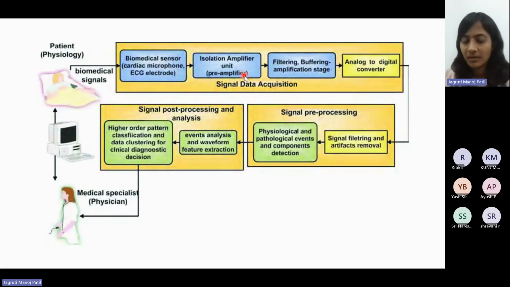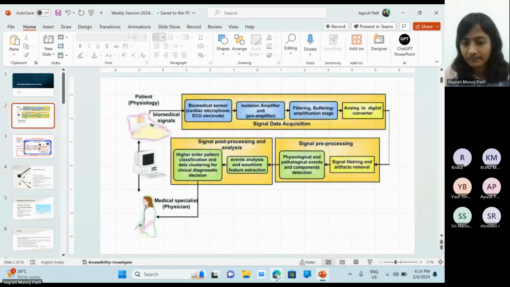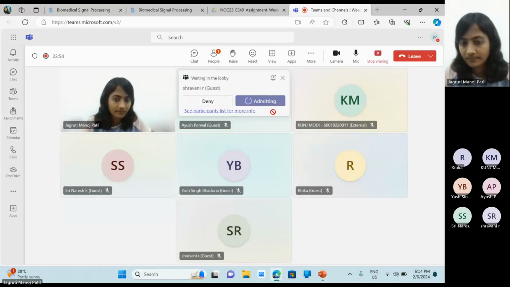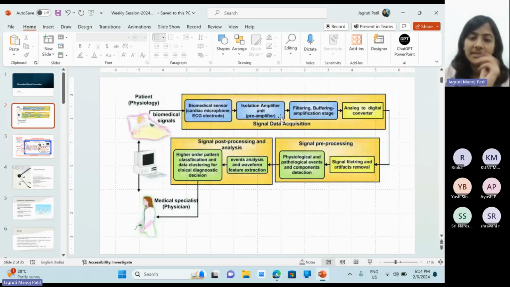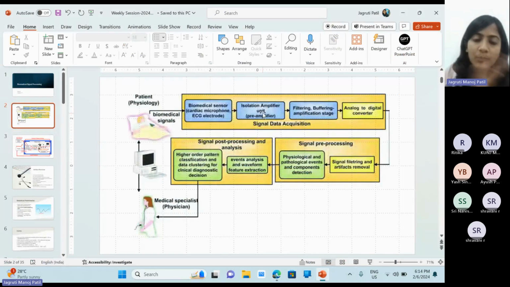So we have the sensors, and next to the sensors, we have the amplifiers. The sensors detect those minute signals, the information that we are interested in extracting, so our sensor is specific to that. For example, here it is a cardiac microphone or an ECG electrode to record the activity of a particular region of interest. Then we have an isolation amplifier unit, that's a preamp. What does this preamp do? It will isolate your signal from the noise signals and then boost your signal.